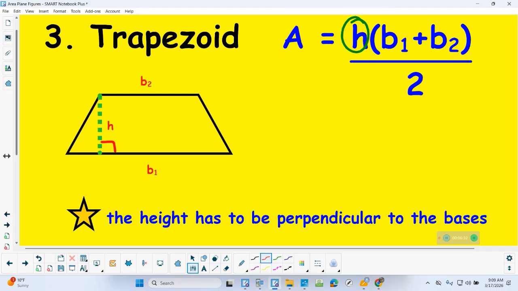Remember, for your bases, it doesn't matter if you think of this bottom one as B2 and this one as B1, because we're adding them together. The order you add doesn't matter. We just know we have to add those bases together. All right, once you have that written down, let's flip the page and let's do some trapezoids.